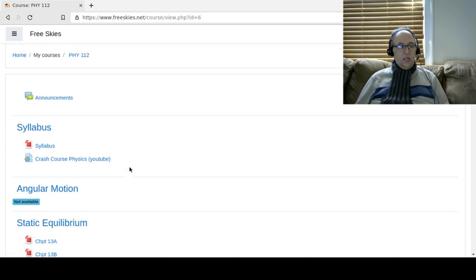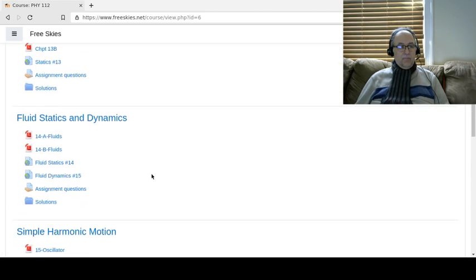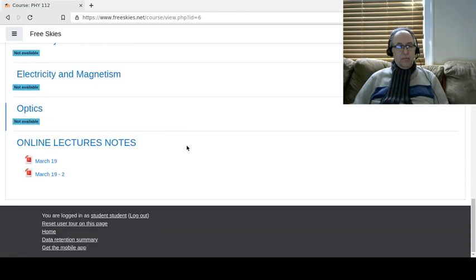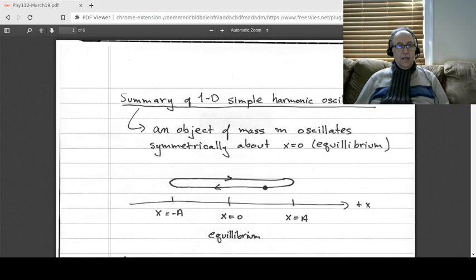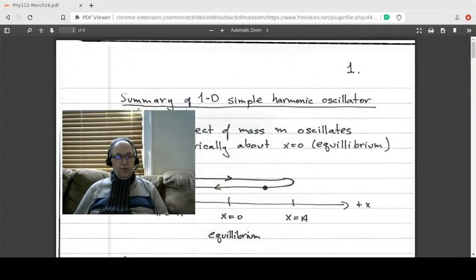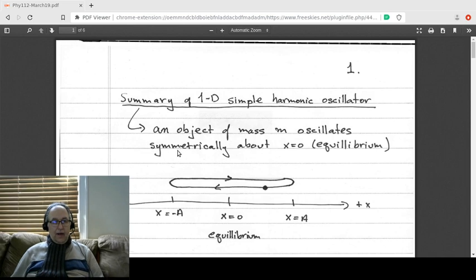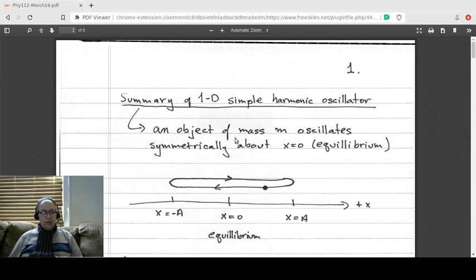And you can see you've got all the usual topics that we've had. But what I did was I added at the very bottom here, where it says online lecture notes, March 19th and March 19th part 2. So there's actually two links. And in this lecture, we're just going to go over the very first one. So if you click on that link, you should see the PDF. And let me now move my image back down here so that I'm not covering up the PDF. Okay, great. So let's start.